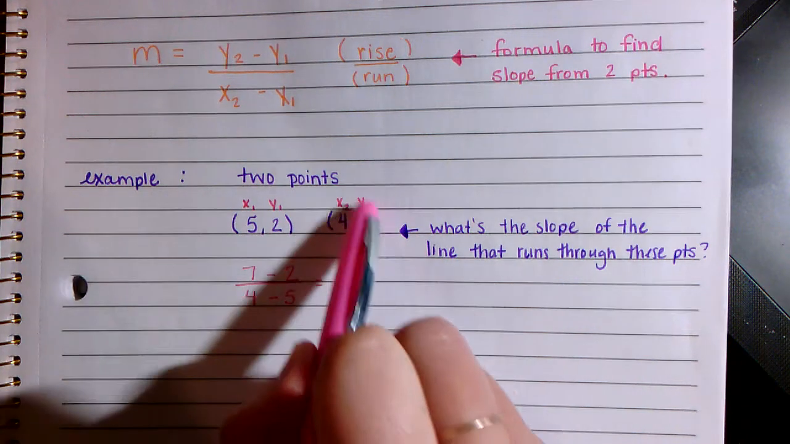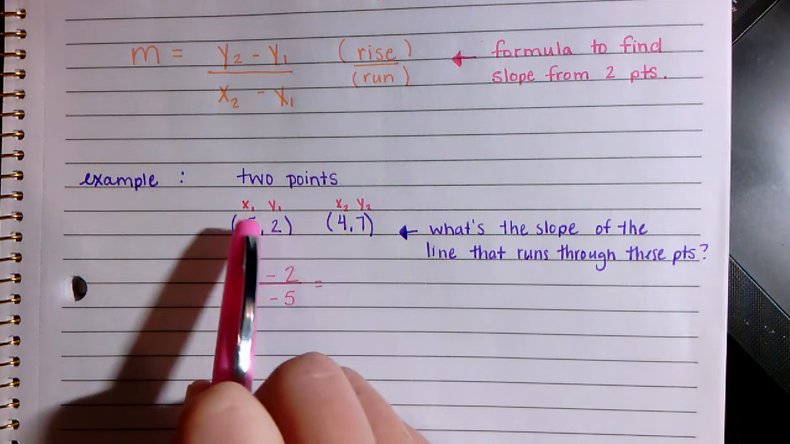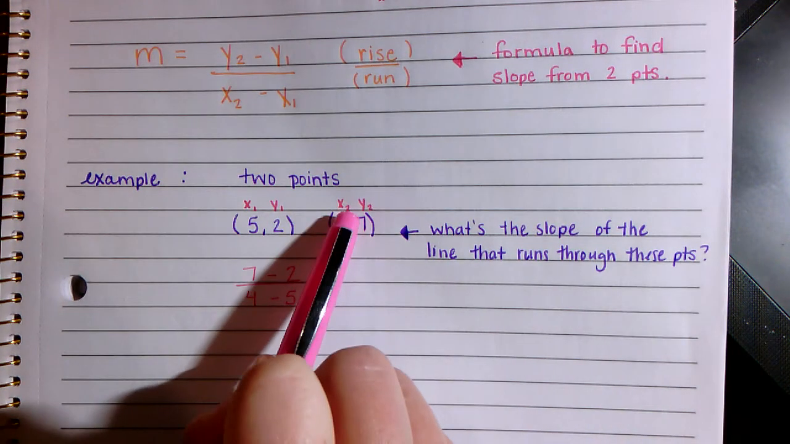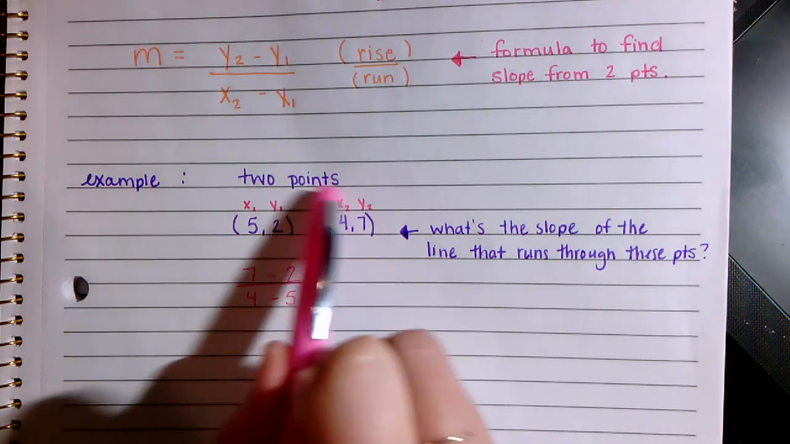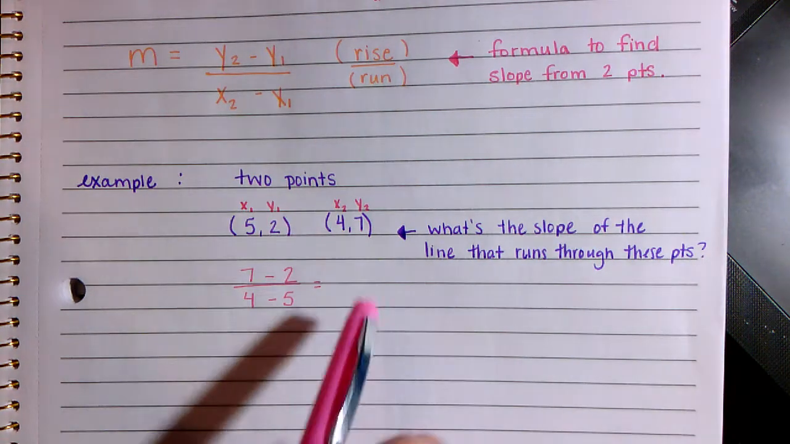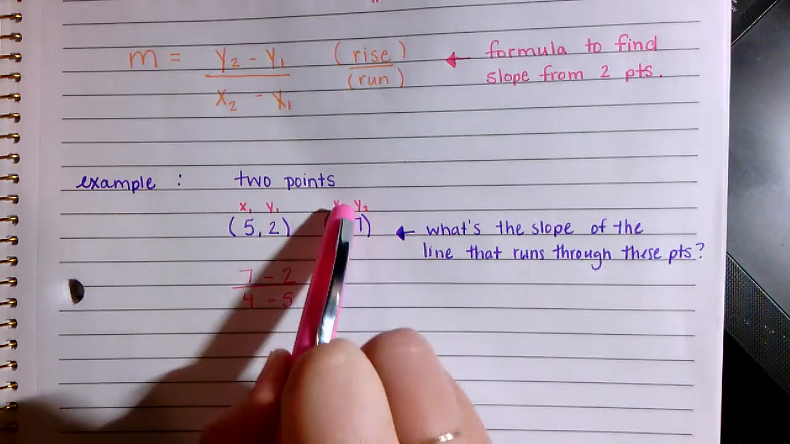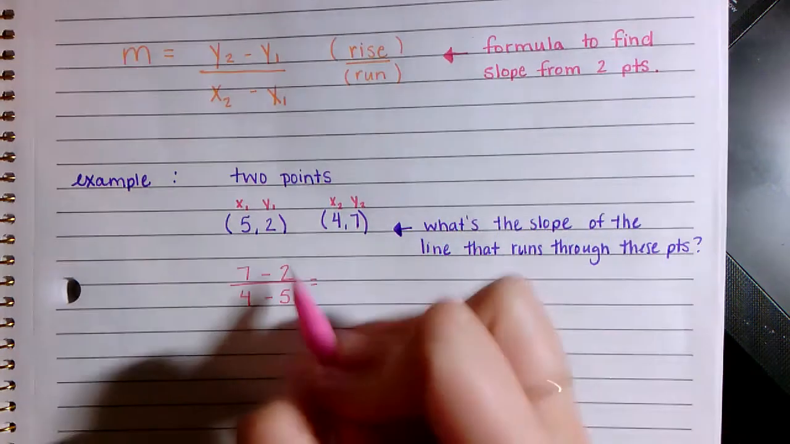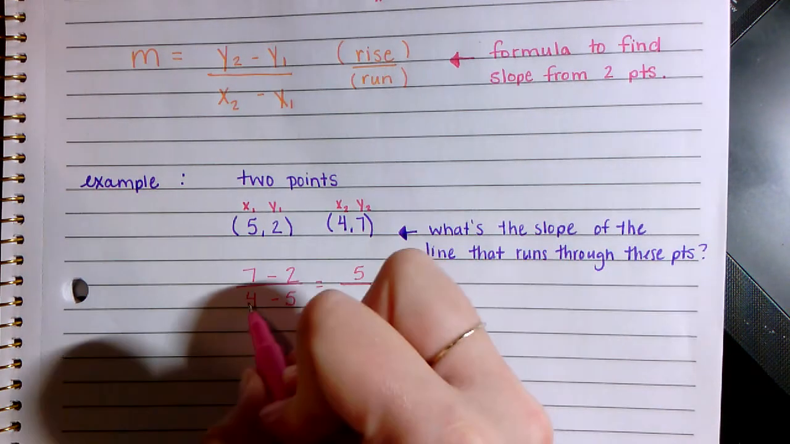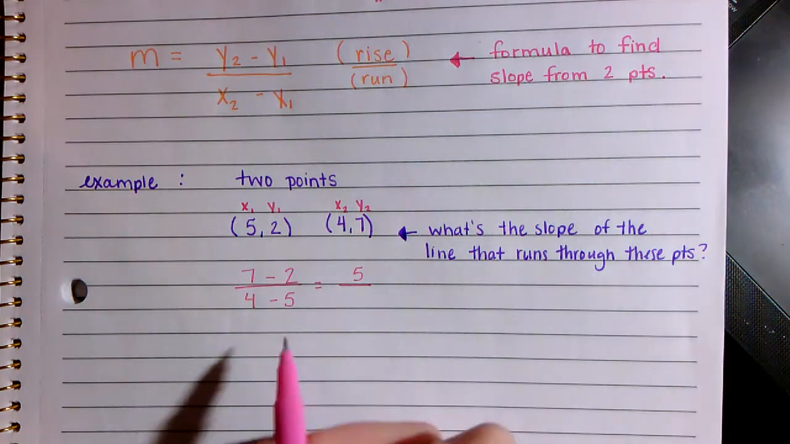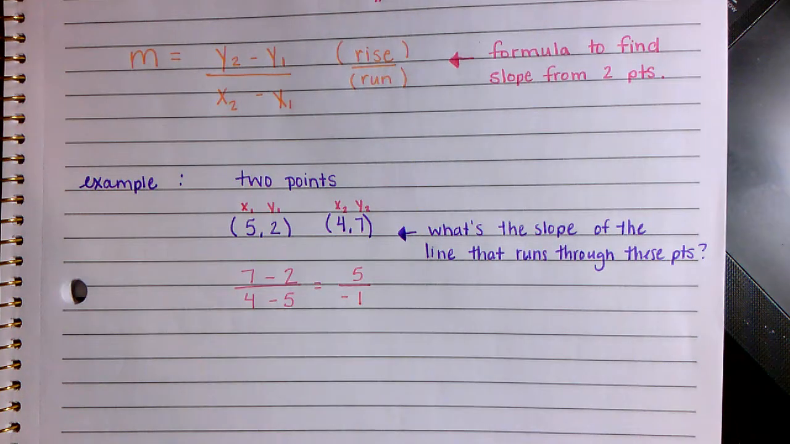You cannot do y2 minus y1 and then come down here and decide to go x1 minus x2. We can't do that. It's not going to work. You have to start from the same ordered pair every time. So start with the back ordered pair and go to the front, back to front. And then you just reduce this down. So 7 minus 2 is 5. 4 minus 5, since 5 is a bigger number, that's actually negative 1.